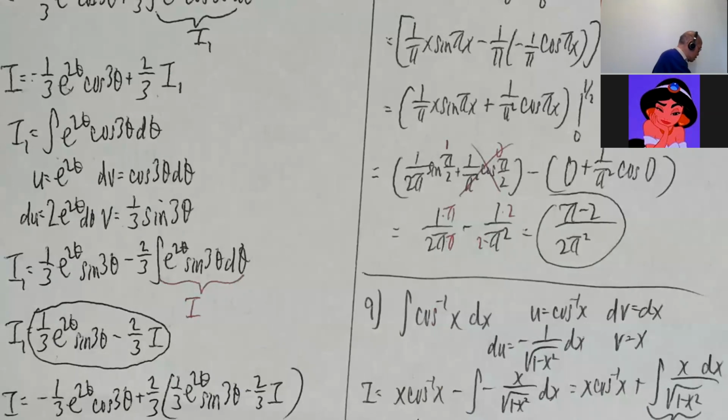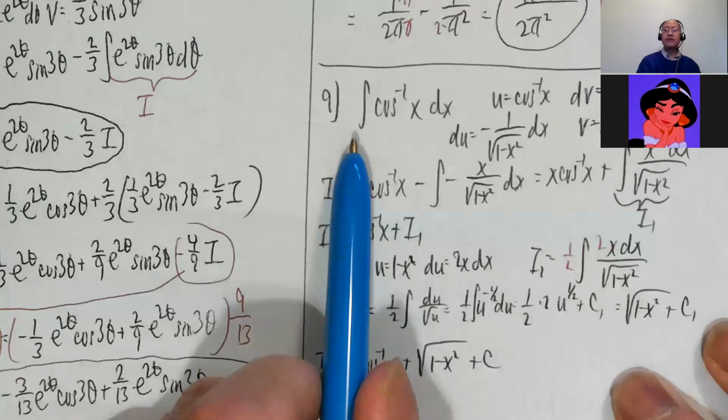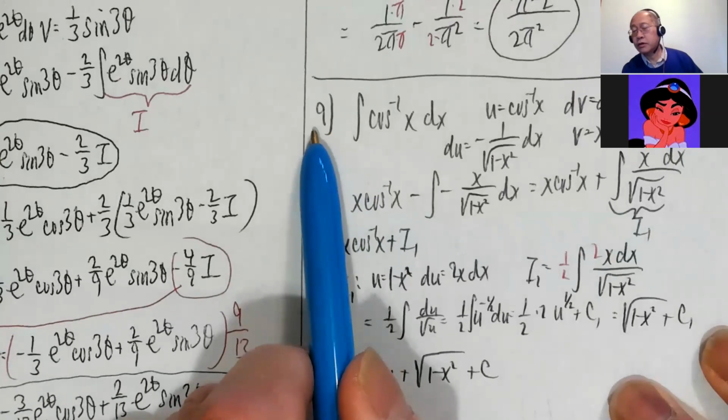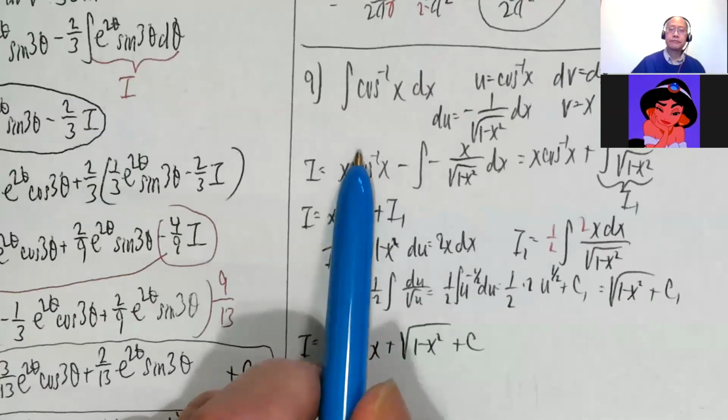All right. Then the last one I was going to show you for this section was number 9, which is kind of a variation of the one I did yesterday, except it was a definite integral. This is an indefinite integral, so that actually makes it a little bit easier.